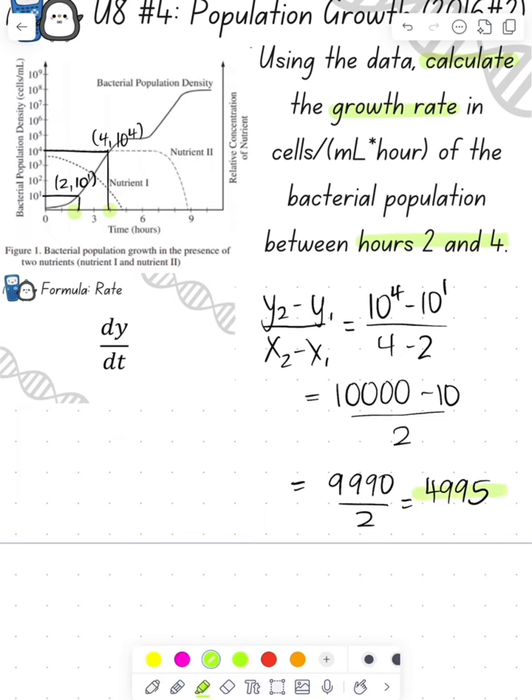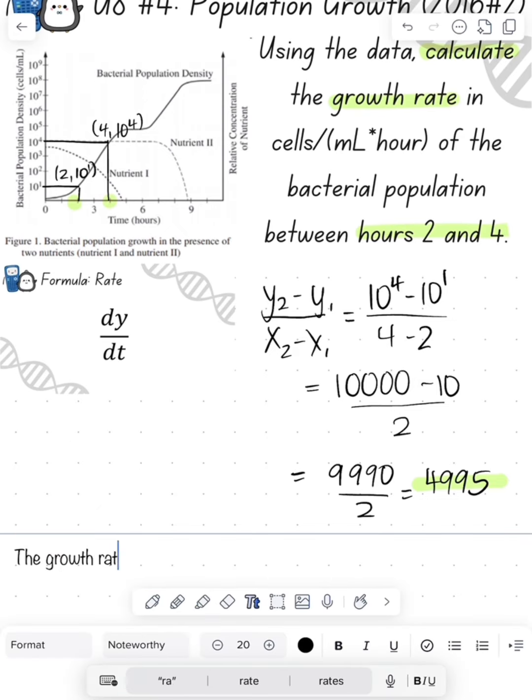Highlight that, and of course let's write down a complete sentence. The growth rate between hours 2 and 4 is going to be 4,995 cells per milliliter hour.